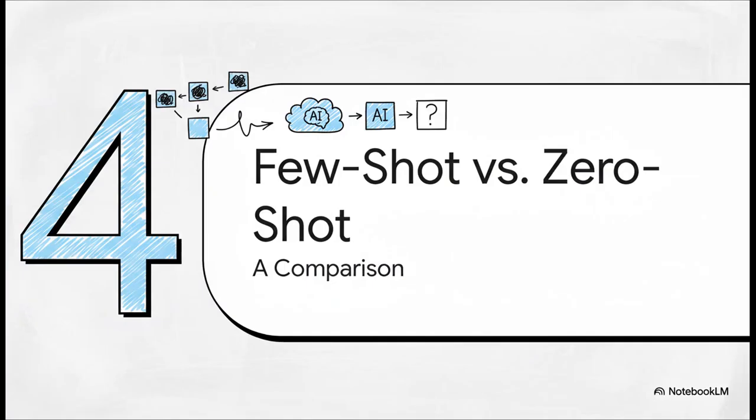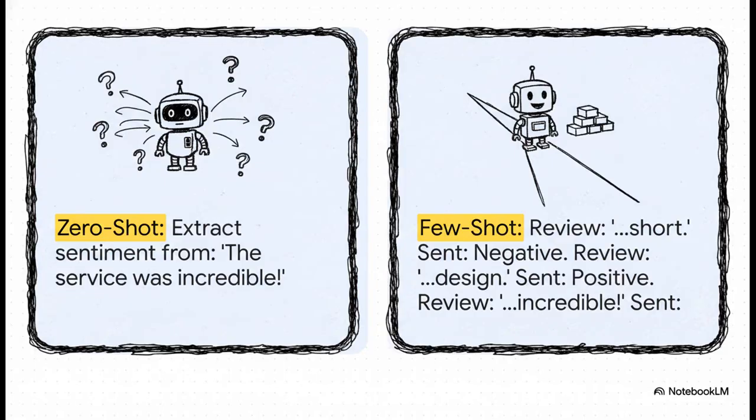Okay, to really see why this is such a game changer, you've got to see a side-by-side comparison. We're going to look at a prompt with examples, that's our few-shot prompt, versus one without, which we call a zero-shot prompt. So check this out. On the left, the zero-shot prompt is just a basic command. Extract the sentiment. And yeah, it might work, but who knows what you'll get back? It could be a whole sentence, just one word, maybe even an emoji. It's kind of a gamble.